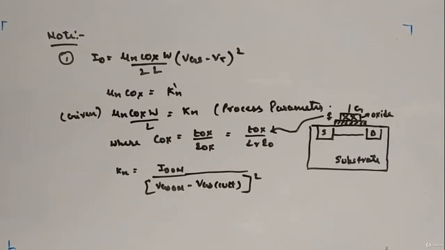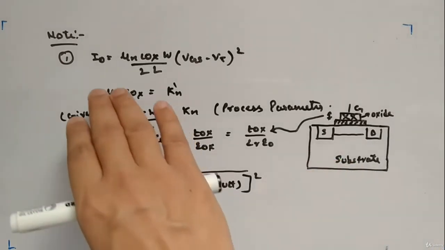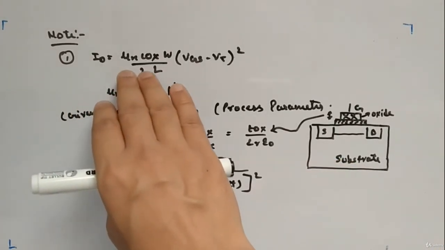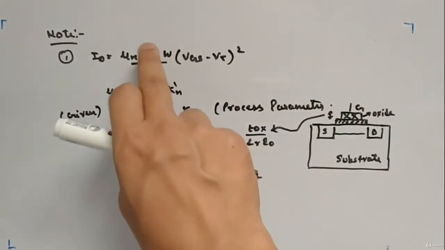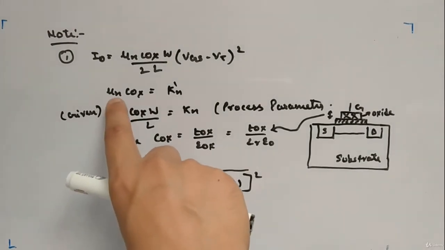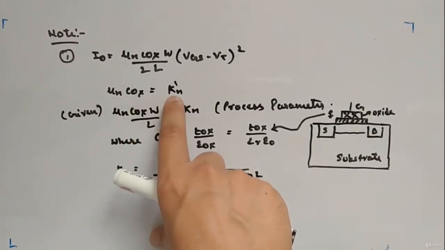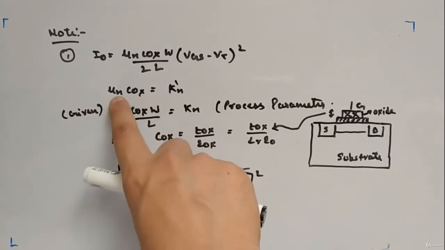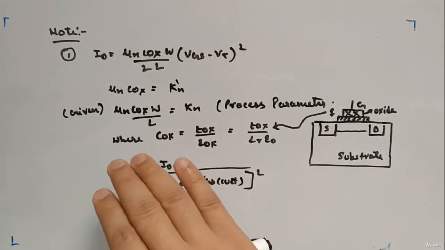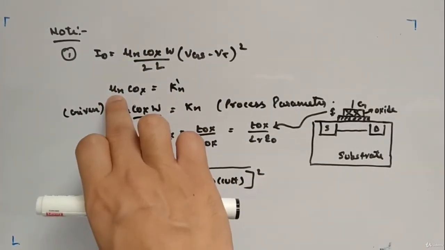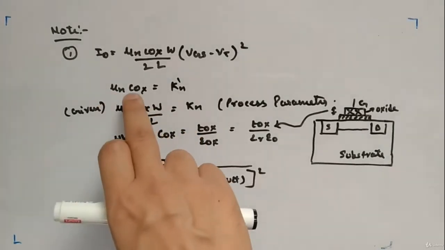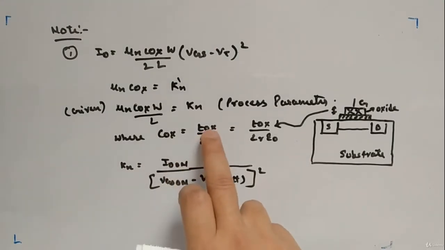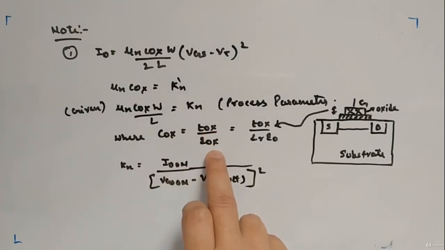Okay, a few noteworthy points I want to mention here before moving on to some examples. The ID value, if ID is mu n Cox W divided by 2L, (VGS minus Vt) whole squared, I want to discuss this parameter. So mu n Cox is something called the constant Kn dash. These quantities will mostly be given to you, where mu n is the mobility of electrons, and Cox is the capacitance, which is defined as epsilon ox divided by tox.